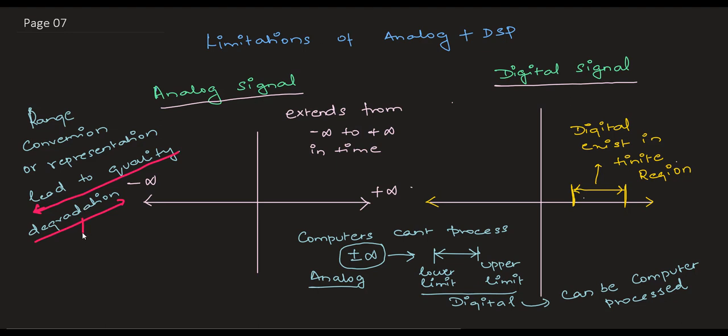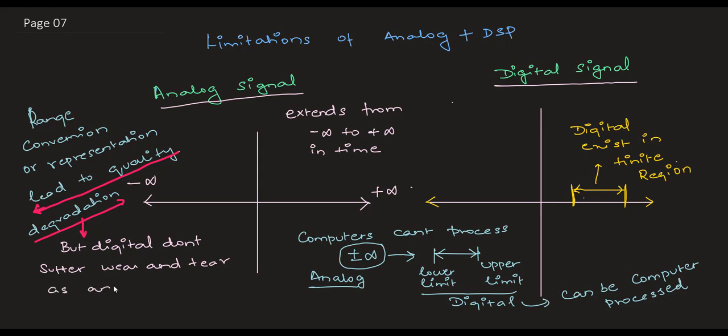So what we can summarize from this slide is that the range conversion, from minus infinity to infinity down to a smaller finite range, will lead to quality degradation. But also, digital doesn't suffer wear and tear as compared to analog. Which means digital signals are still okay for a longer period of time compared to analog. So preserving the data, preserving the signals, is better in digital compared to analog.